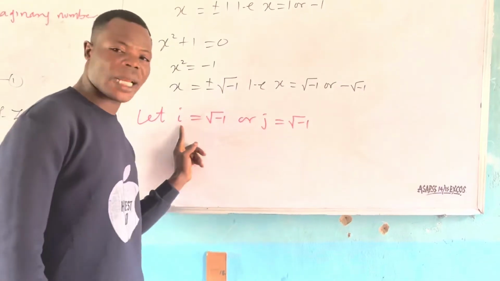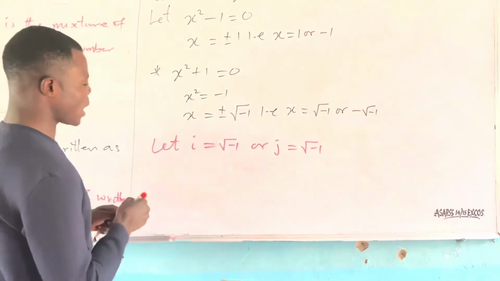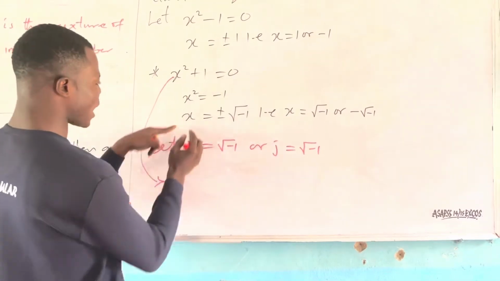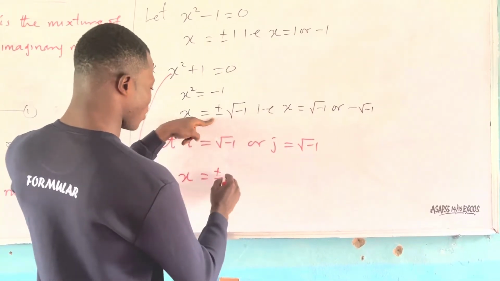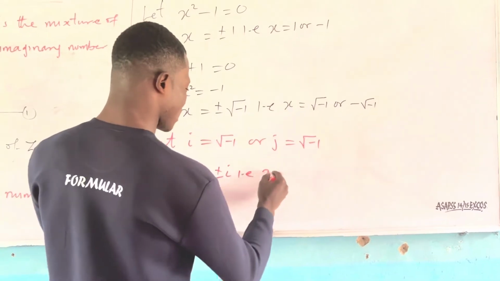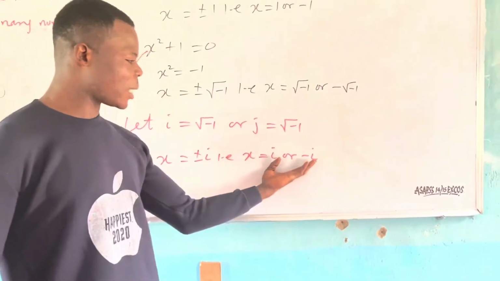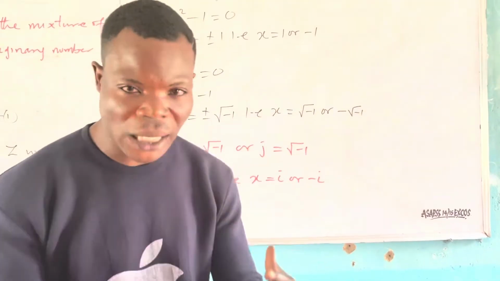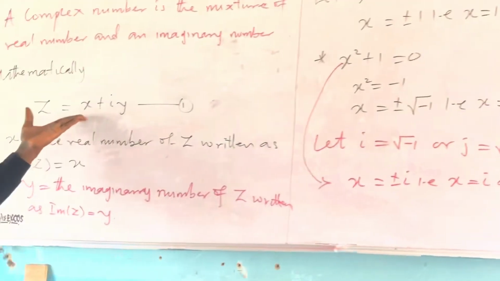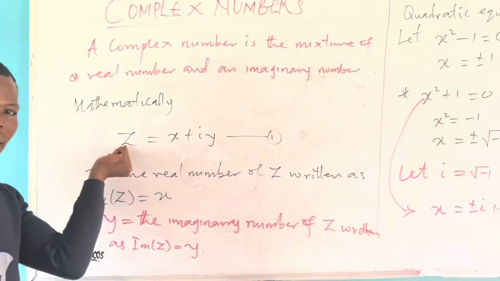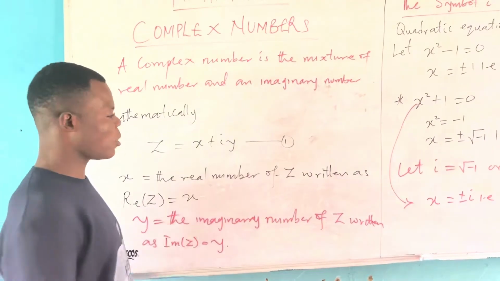So anywhere we see square root of minus 1, we can easily put i, or we use j. So we can now say that the solution for this equation will be x equal to plus or minus i. That is, x is equal to i or minus i. This i or minus i is telling us that we are taking imaginary numbers. So we have real numbers and imaginary numbers. And that is why from the definition we said a complex number is the combination or addition or mixture of real number and imaginary number.